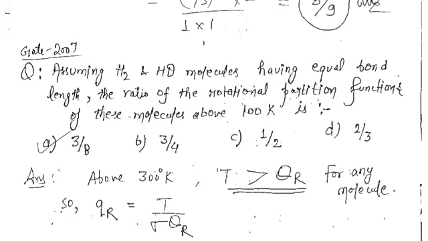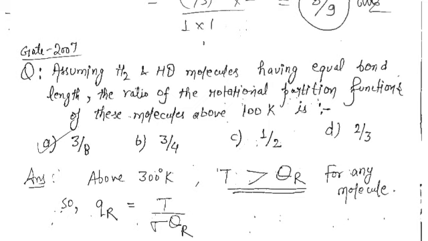The temperature is 100 Kelvin, and we have to find the ratio of the partition function for the H2 and HD molecules. And we know the formula for QR having temperature greater than theta r.